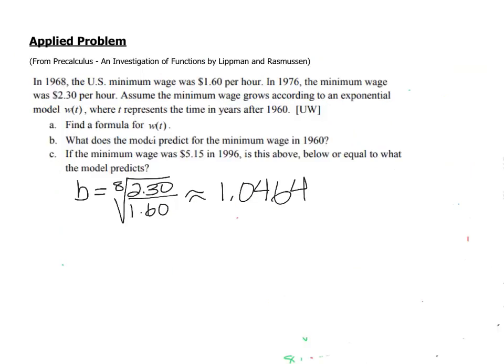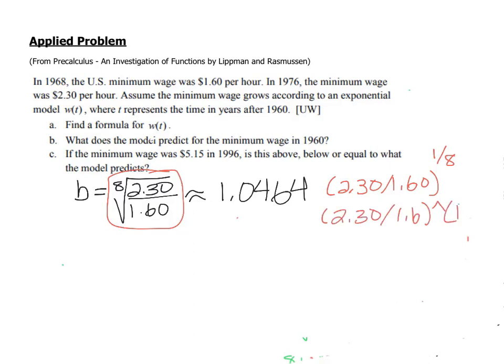If you plug this into your calculator, you're going to have B is approximately 1.0464. Sometimes students have a hard time figuring out how to enter that into the calculator. The easy way is to use exponents. So you have 2.30 divided by 1.60, and when we have an 8th root, that's the same thing as raising something to the 1/8 power. So it might look like that, or it might look like this. If it doesn't look like it's in the exponent, you might have to put parentheses around it. So that's our value of B.